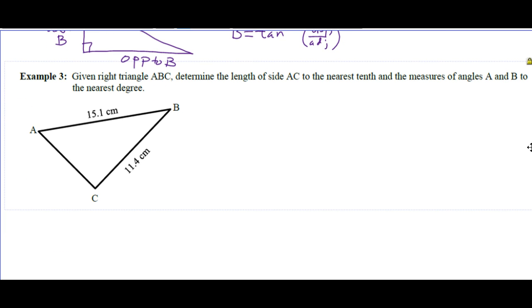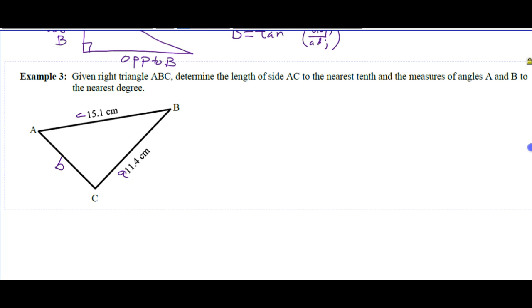Given triangle ABC, determine the length of side AC to the nearest tenth and the measures of angles A and B to the nearest degree. So we need this side. Side AC is little b. The 11.4 is little a. And this is little c.